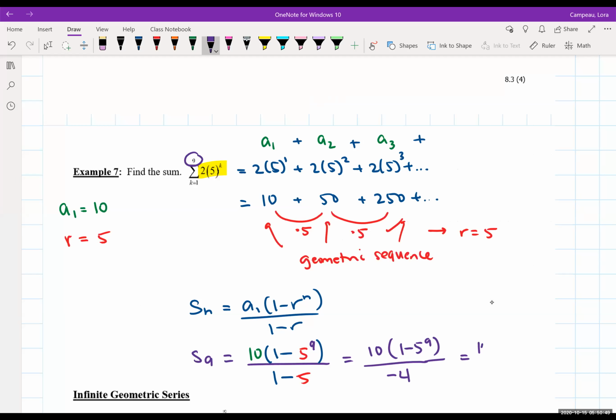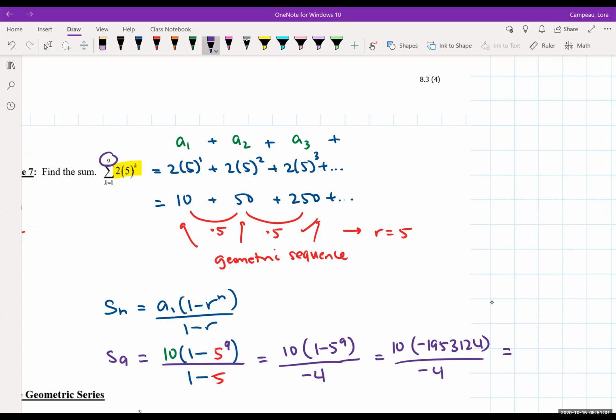So I've got 10 times, it's a negative number, 1953124, all over negative 4. And then if it makes you happy, you could simplify again, or you could plug this all directly into the TI and see if you get a nice integer, which in this case we would, because we started off adding integers. I do know that I have a positive answer, which we can go in and use our TI.